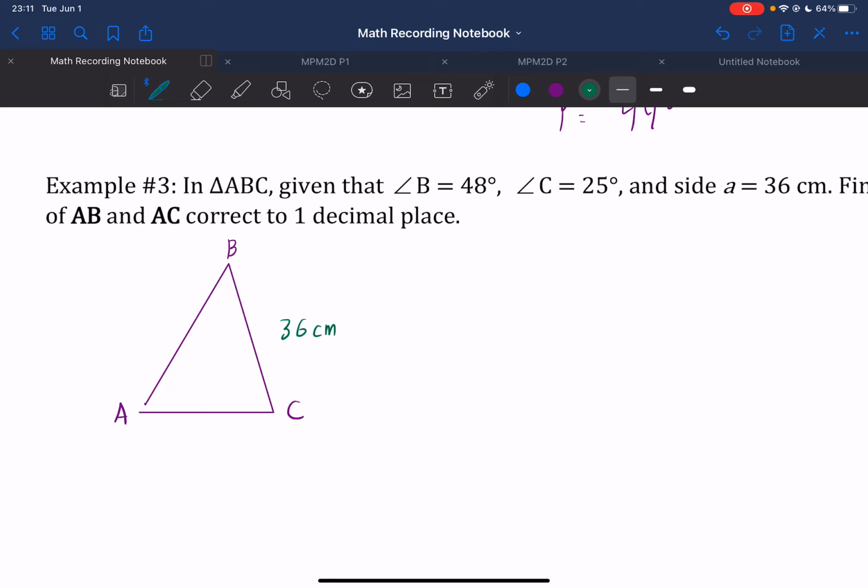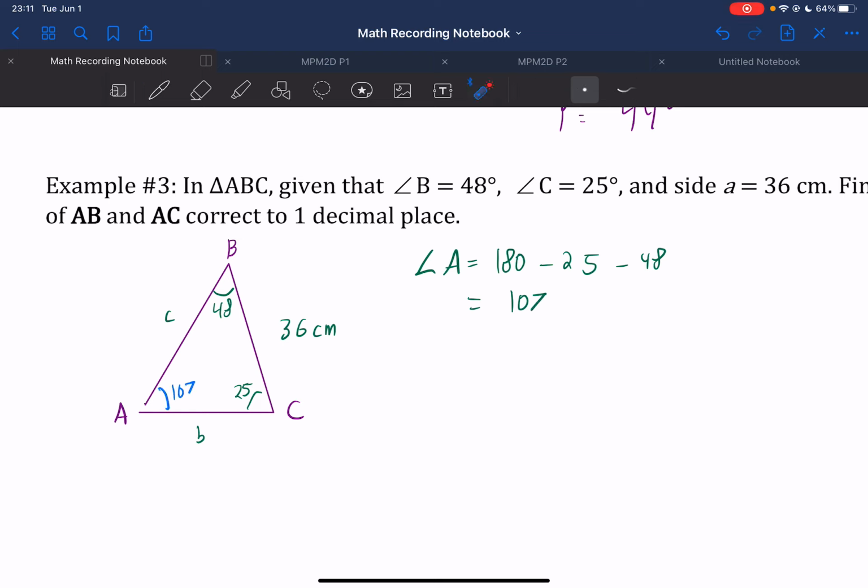Side angle B is 48. Angle C is 25. We right now don't know what little b is, and we don't know what little c is. We can find out what angle A is by remembering that a triangle's interior angles add up to 180. So we do 180 minus 25 minus 48, which will give us our angle for A, and that gives us 107. So now we know that this angle here is 107.